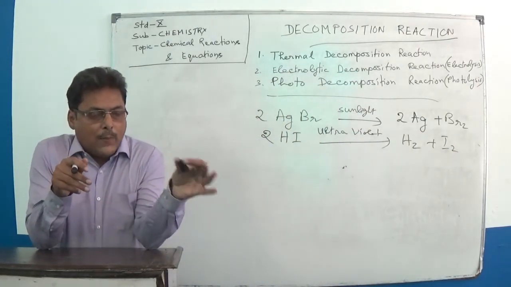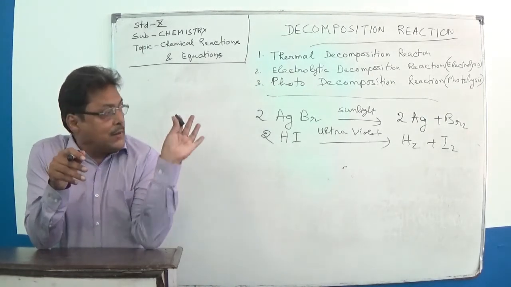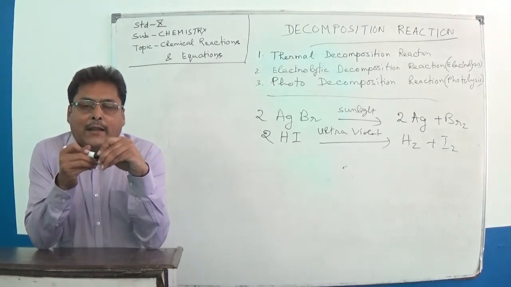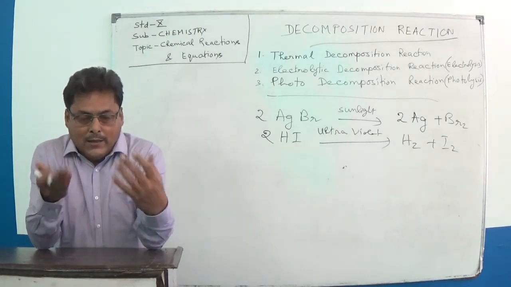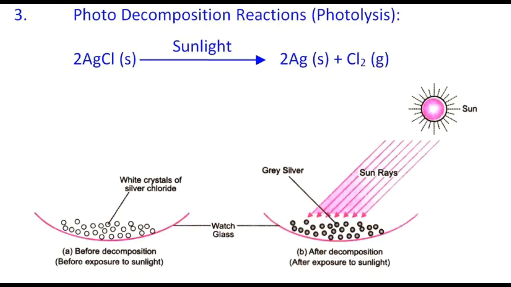Let's look at a slide of another common experiment with this photolysis, and then we will go to the next part of the reaction. Here silver chloride crystals, which are white in color, after being exposed to the sunlight, produce silver, which is gray in color, and Cl2, that is chlorine, which forms a gas. So this is an example of photo-decomposition reactions or photolysis.